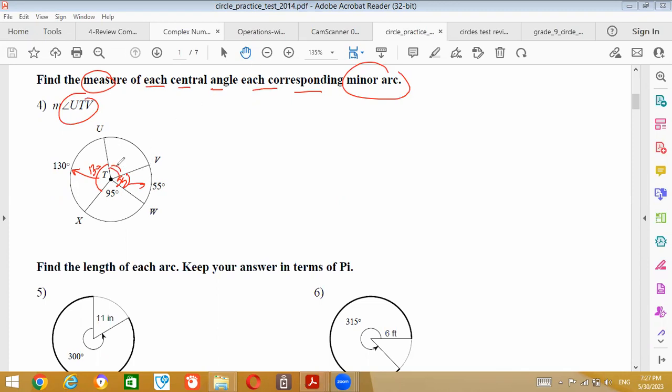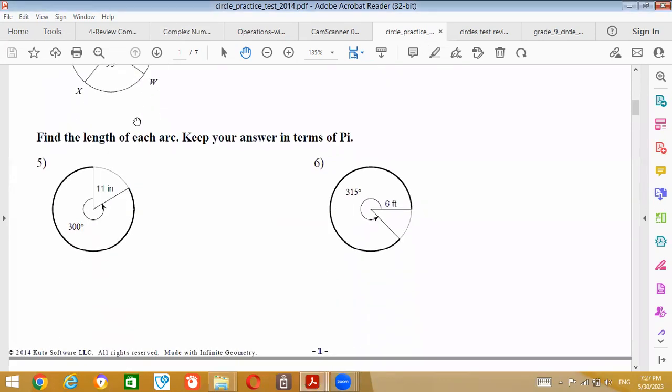So the measure of this angle can be found because all these accumulative angles, their sum equals 360. So you make 360 minus the sum of all of them, 55 plus 95 plus 130, and you will get the result.